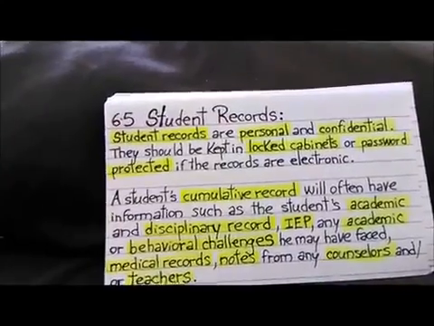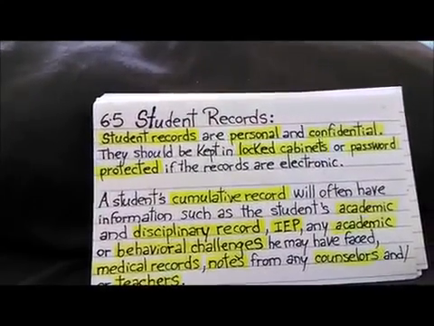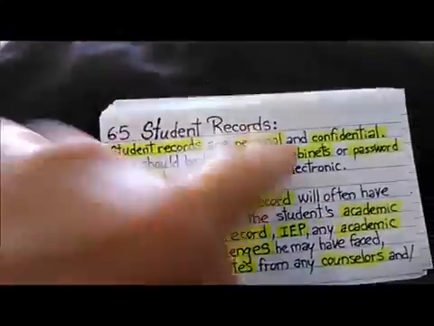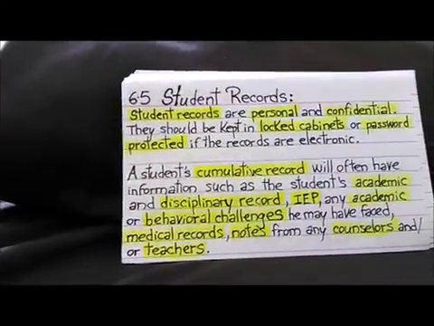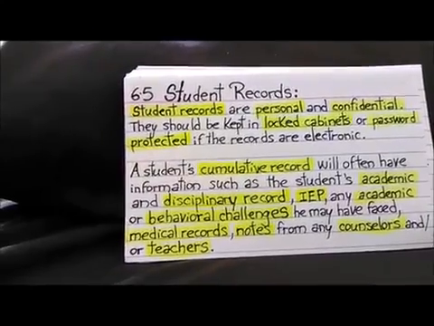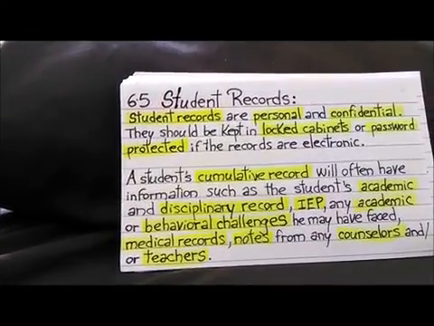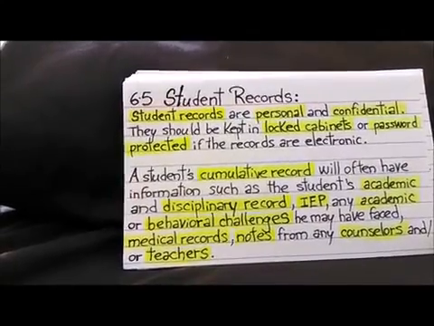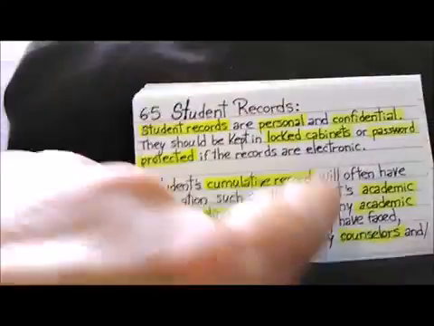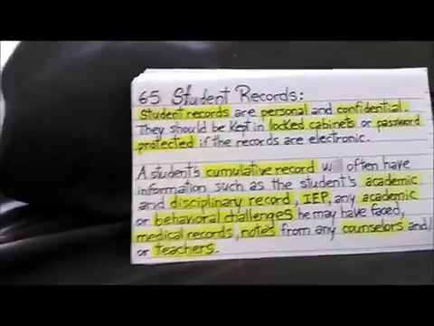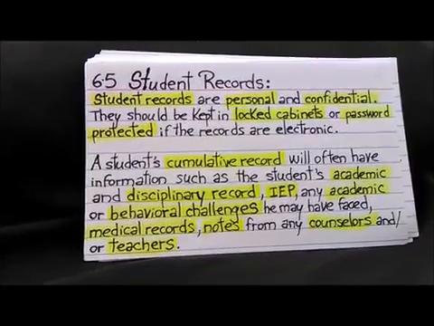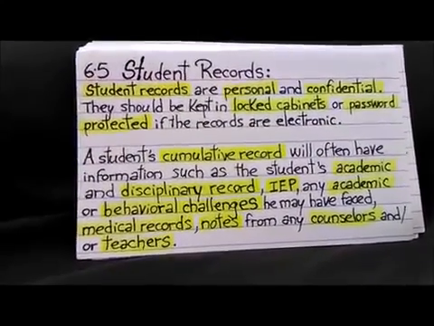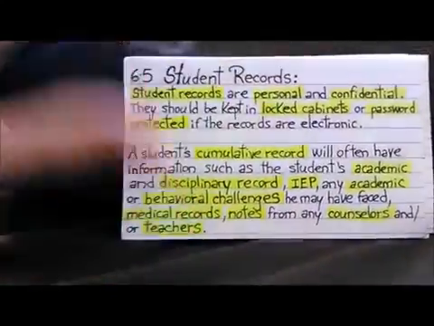6.5. The student records. Student records are personal and confidential. They should be kept in locked cabinets or password protected if the records are electronic. A student's cumulative record will often have information such as the student academic and disciplinary record, IEP, any academic or behavioral challenges he may have faced, medical records, notes from any counselors and or teachers. And they are private, okay?